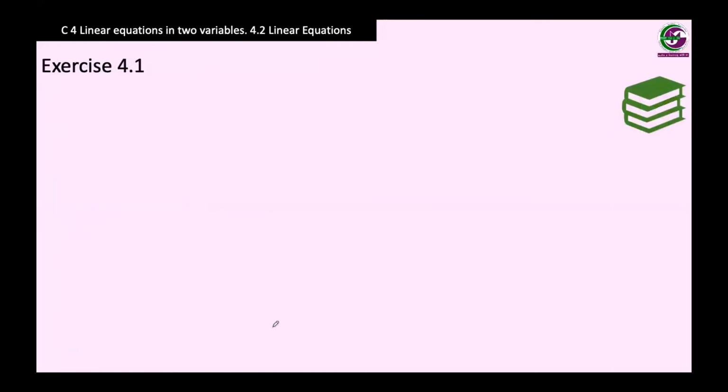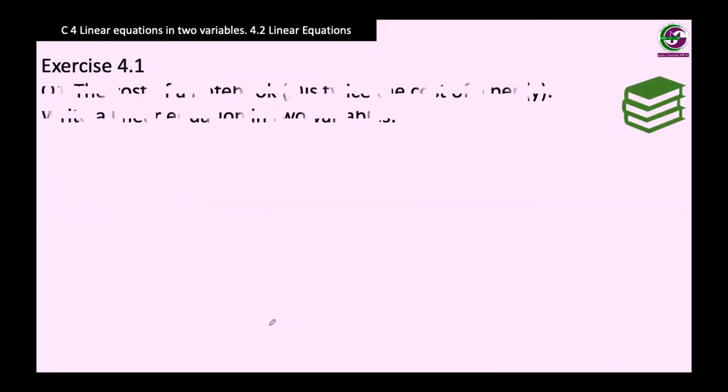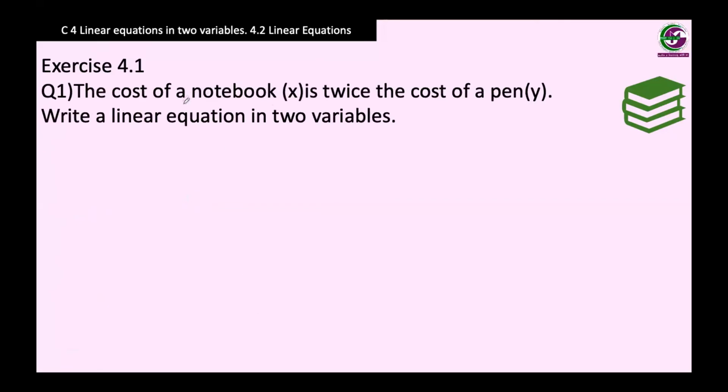Good job. Now let's start the exercise 4.1. First question. The cost of a notebook, which should be represented by the letter X, is twice the cost of a pen. So we have to highlight the important words. Notebook and pen are the objects here, and it is written twice. So let us see. So the cost of the notebook is X rupees or X dollars or whatever.